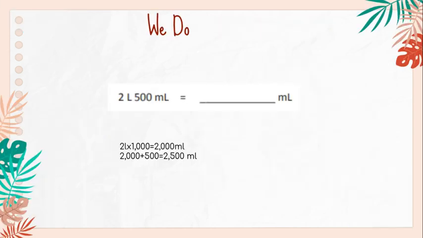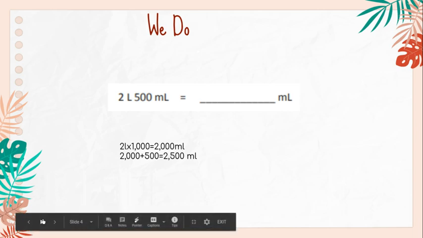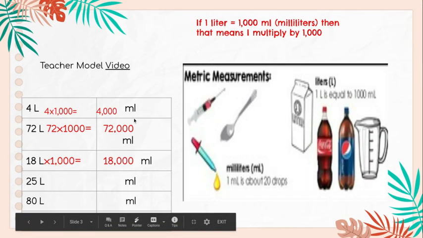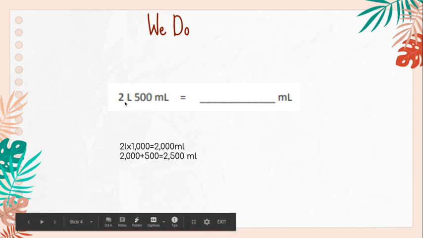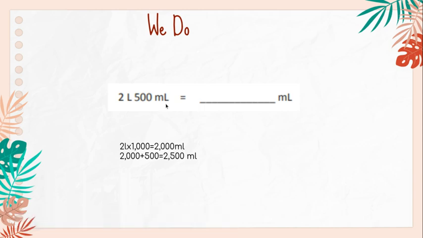Now I want to show you this one. This is a little bit different because on the other page you were just showing 4 liters into milliliters. But this time you have what is called a mixed unit. This says 2 liters, but it also says 500 milliliters. What that means is that this is combined. This one was not a full liter, it was only 500 milliliters, which is why it's 2 liters and 500 milliliters.